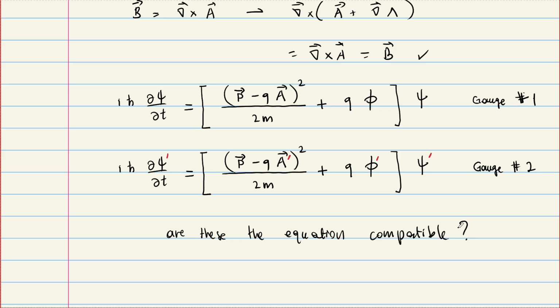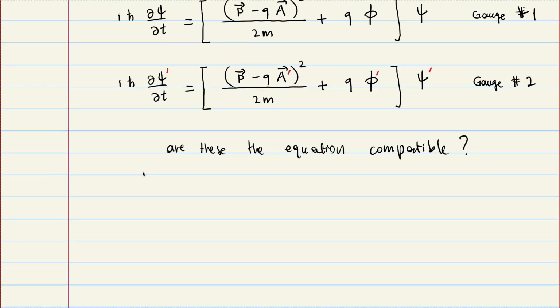If not, we are in trouble, because it means that the Schrödinger equation depends on gauge choice. That means it's not a physical equation, and we have to make sure these two things are compatible with each other. So let me take this equation number 2 and rearrange it just a little bit.